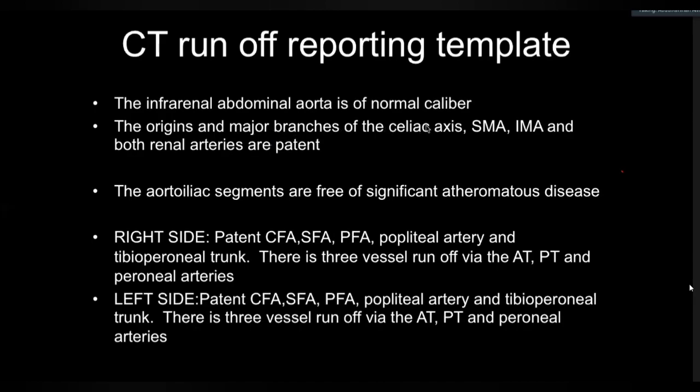I have a look at the major branches and the origins of the celiac axis, SMA, IMA, and the renal arteries. Have a look at the abdominal aorta and the iliac arteries and see whether there is significant atheromatous disease or not. And here I've said that they're free of significant atheromatous disease. So use this almost like you would look at a plain chest X-ray, where you have some kind of template. You can use this as a template for looking at CT angiograms.